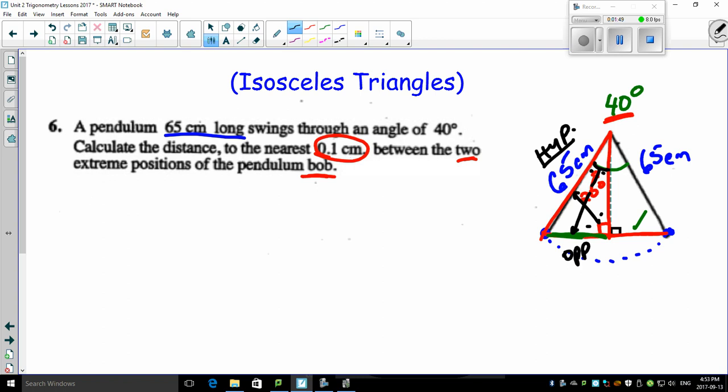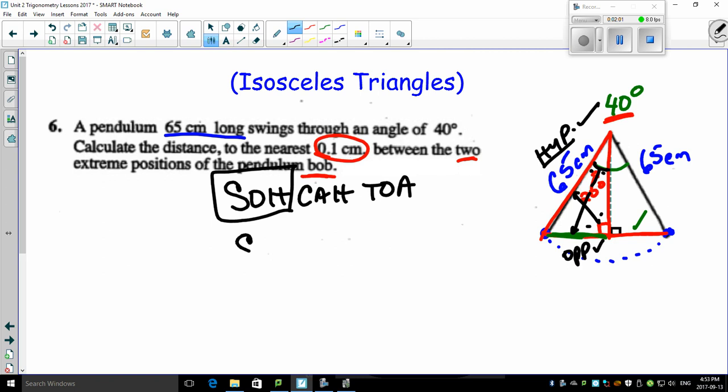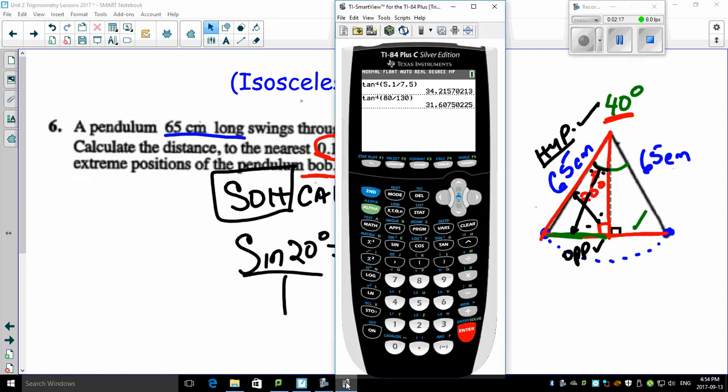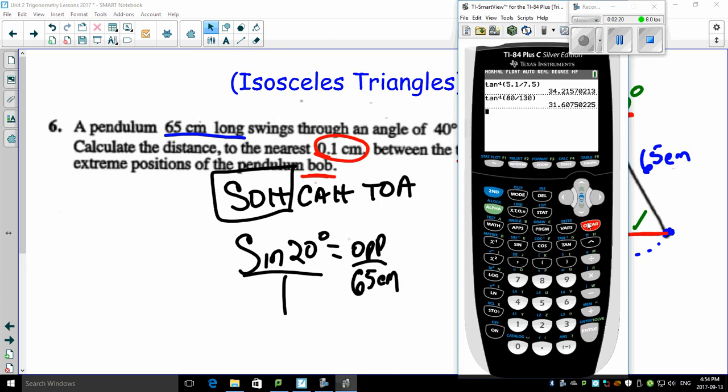I've got the hypotenuse. Okay, SOH CAH TOA. I've got the hypotenuse. I need the opposite. That's got to be sine. So sine of this 20-degree angle, opposite is what I'm trying to find. Hypotenuse is what I've been given, which is 65 centimeters. Now I can find the opposite side simply by cross multiplying. Okay, so here we go. Clear? All right, sine of 20.